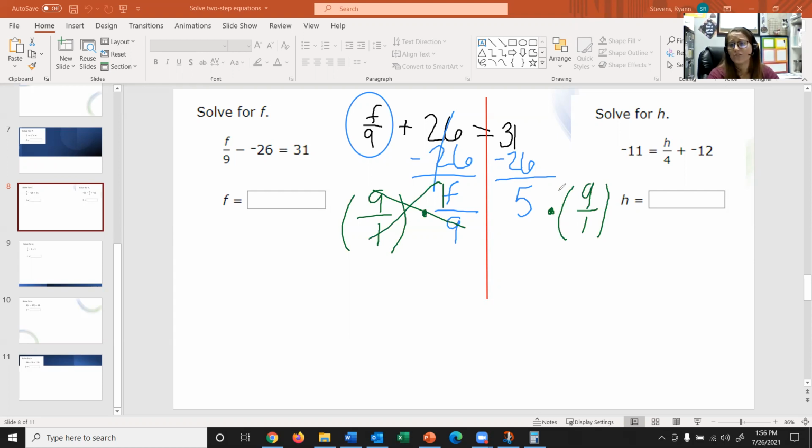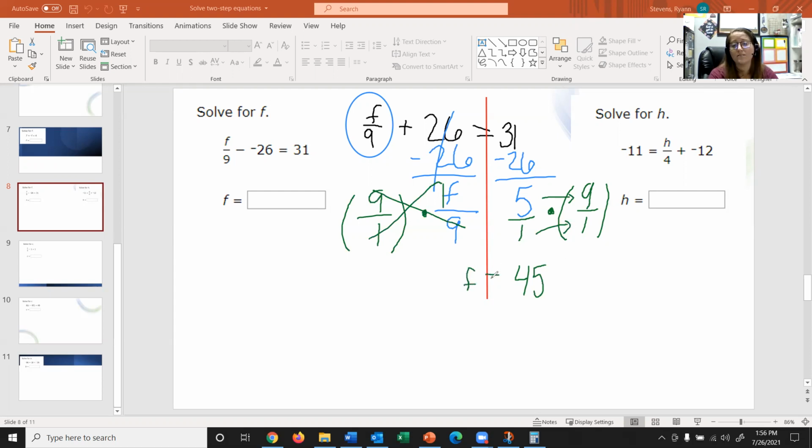Now, again, we have this fraction multiplied with this whole number. So we can go ahead and say 5 is actually going to be over 1. That's the same thing as 5. 5 divided by 1 is 5. And then we just multiply straight across. So 5 times 9 is 45. 1 times 1 is 1, but we know that 45 divided by 1 will give us 45.